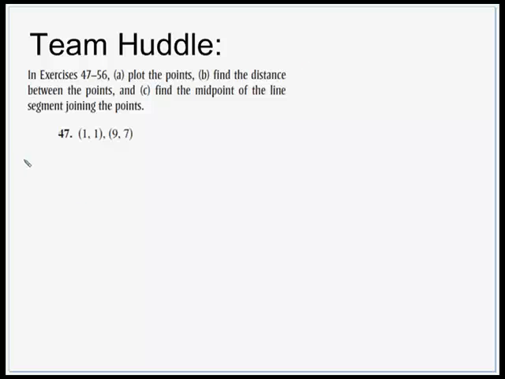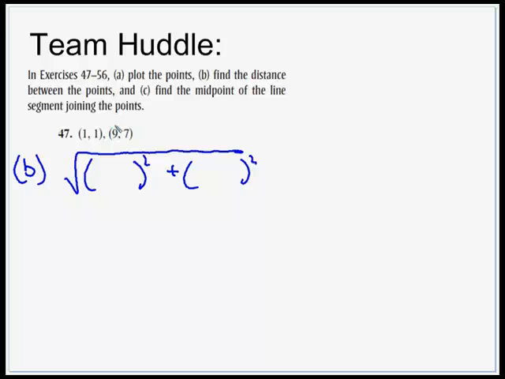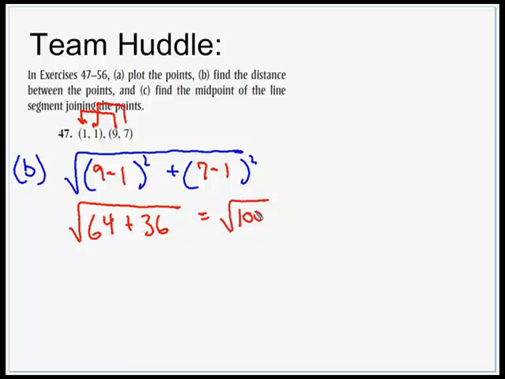Okay, first it wants us to find the distance. That's the distance formula. I'm going to have my radical, x's subtracted and squared, plus y's subtracted and squared. It looks like this one, I'm going to subtract right to left. So 9 minus 1 goes in the first set of parentheses, and then 7 minus 1 goes in the second set of parentheses. So that is the square root of 9 minus 1 is 8, 8 squared is 64, plus 7 minus 1 is 6, 6 squared is 36. If I add those together, I get the square root of 100. And 100 is a perfect square, 10.